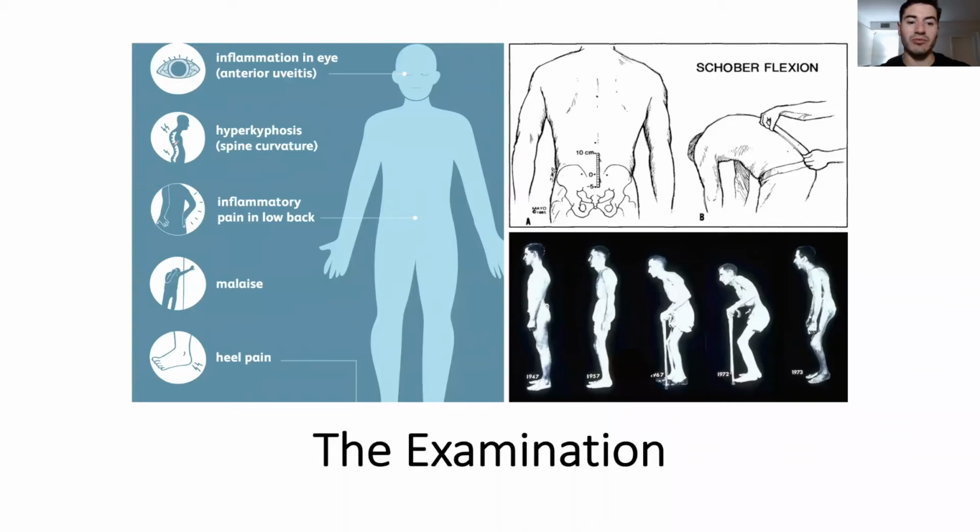And like we said, we want to be able to check the SI joints because that's where it starts. They'll likely have pain there. We also do things like a forward bending test. So we want to see just how far you can bend forward, how much flexion and extension and flexibility we have in the spine.